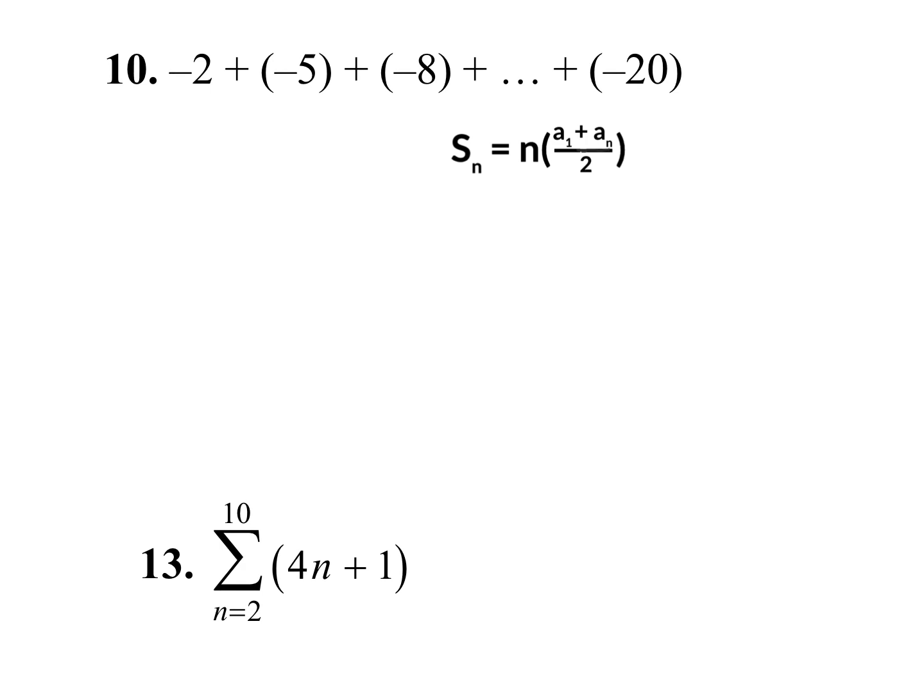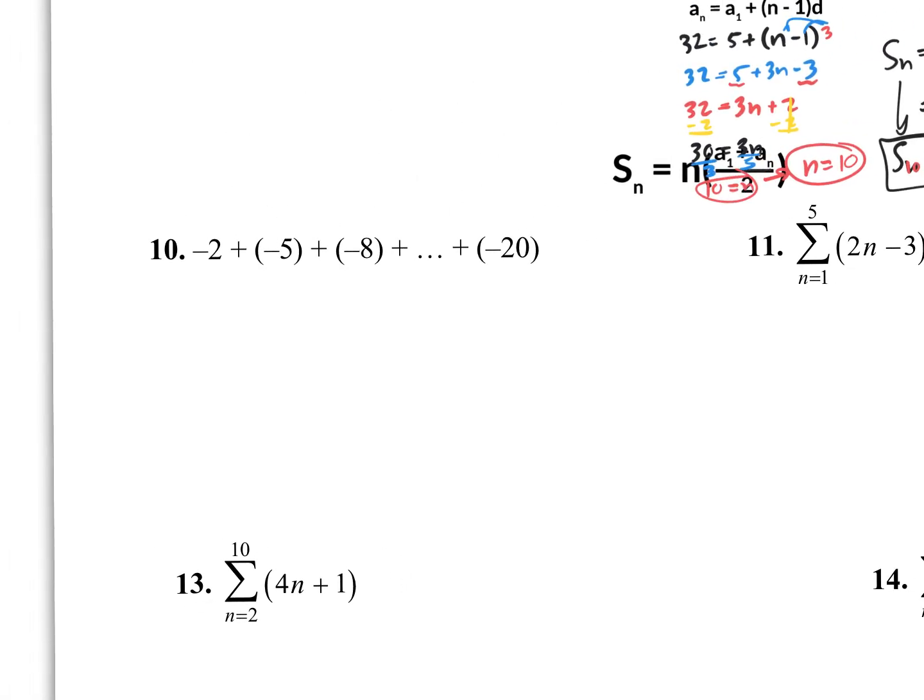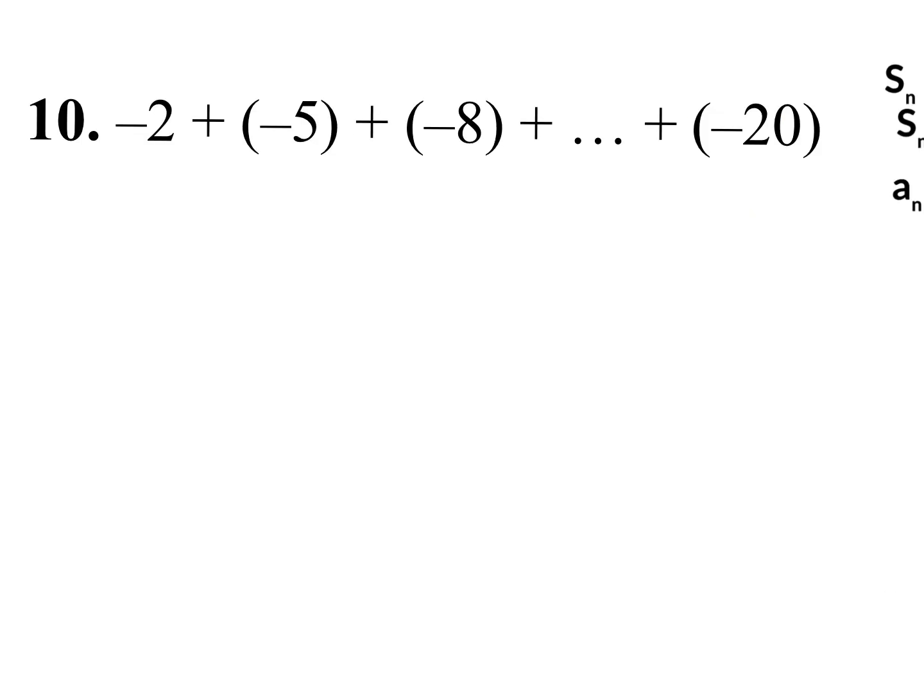Again, I'm doing the even ones on this video. So wait a minute, what happened to my other one? So number 10 is a series, not a sequence. What's a series? It's simply a list of numbers that you're adding, and in this case, it's an arithmetic series.